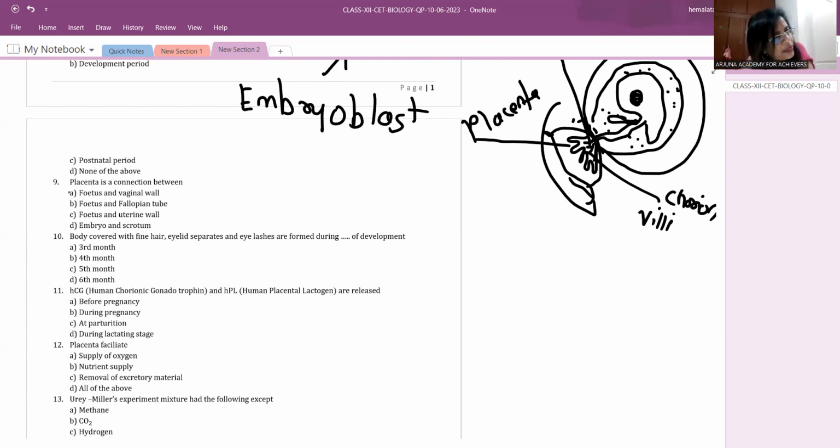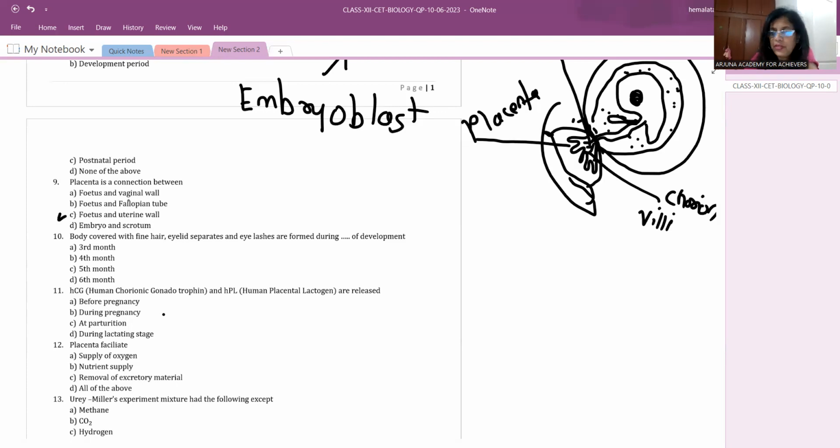Fetus and vaginal wall is not true, because the fetus only comes in contact with it at childbirth. Fetus and fallopian tube is wrong, because the fallopian tube is on one side and the fetus is growing on another side. Then the right answer should be fetus and the uterine wall. This is option C.